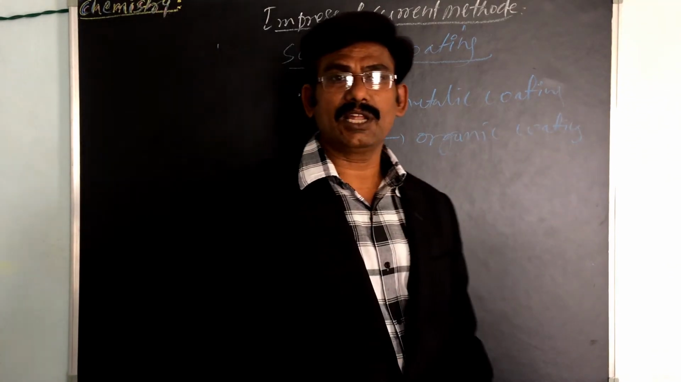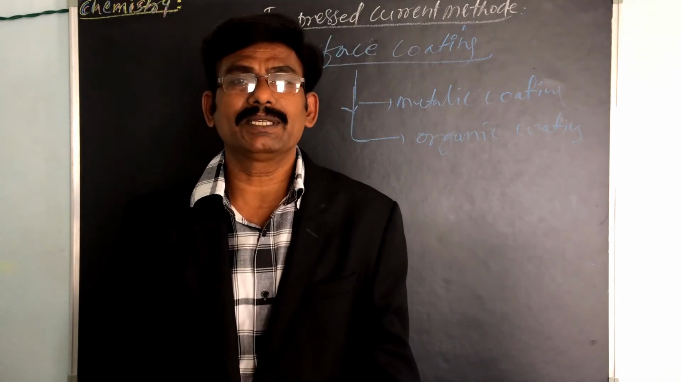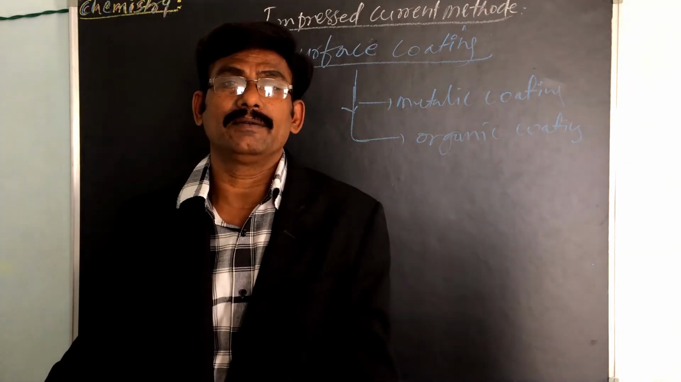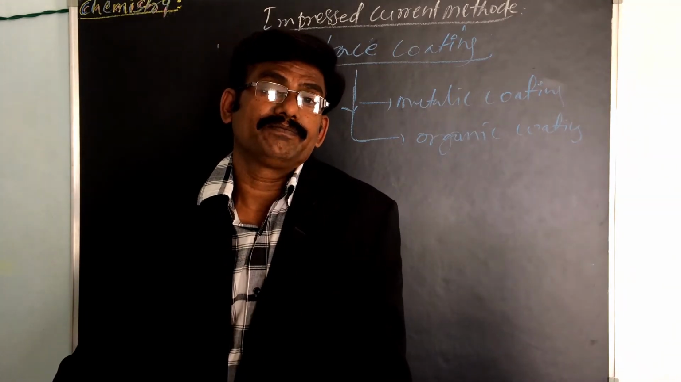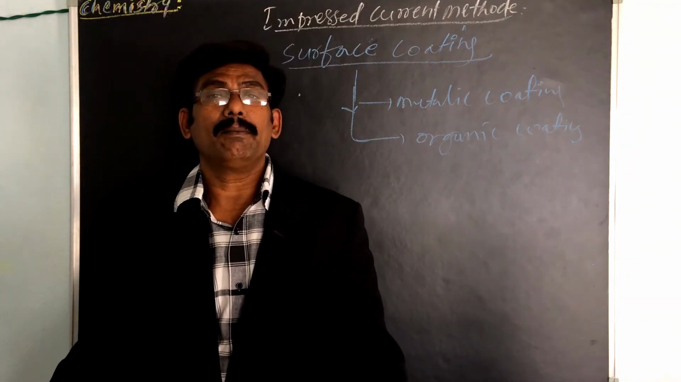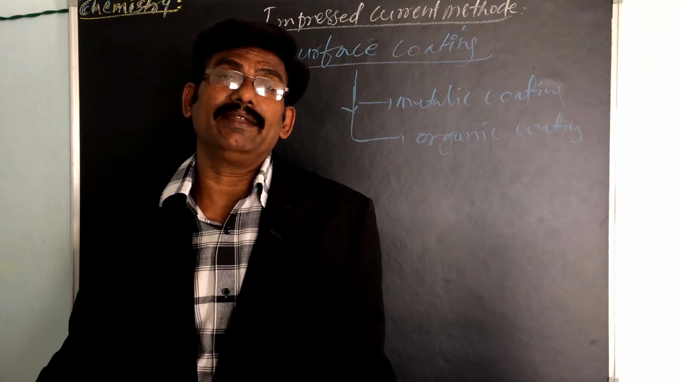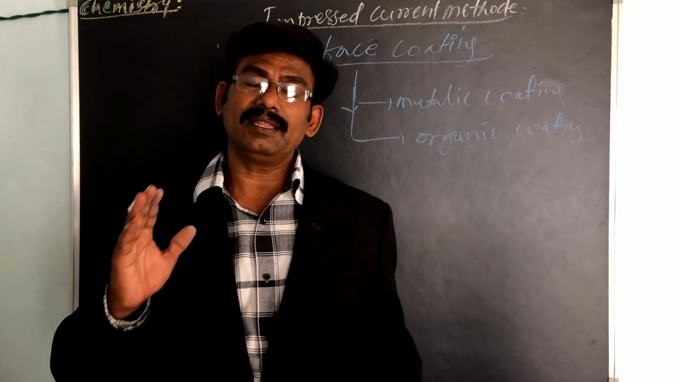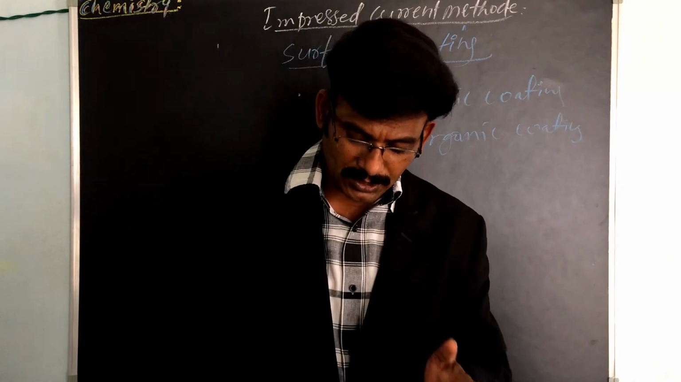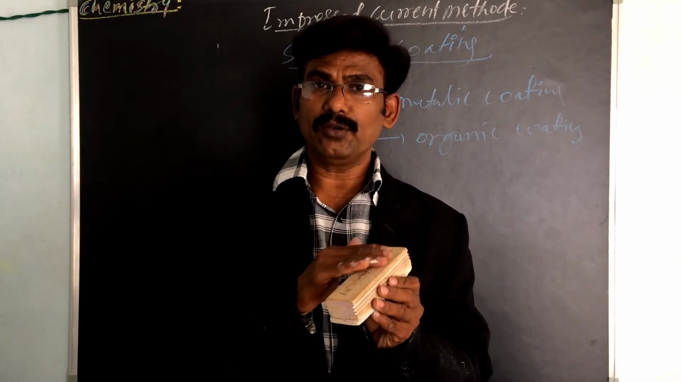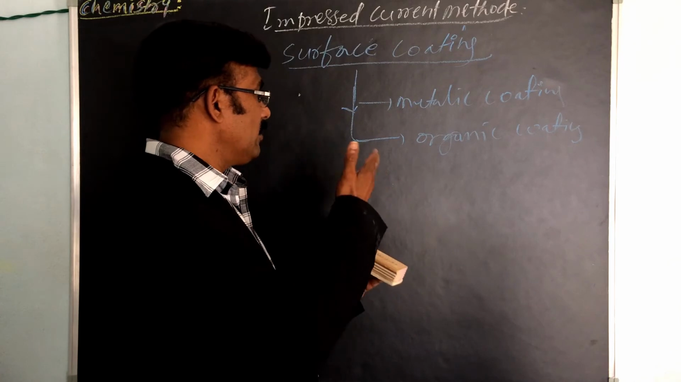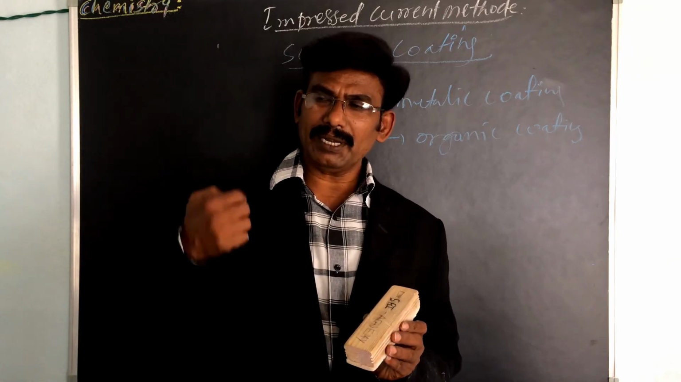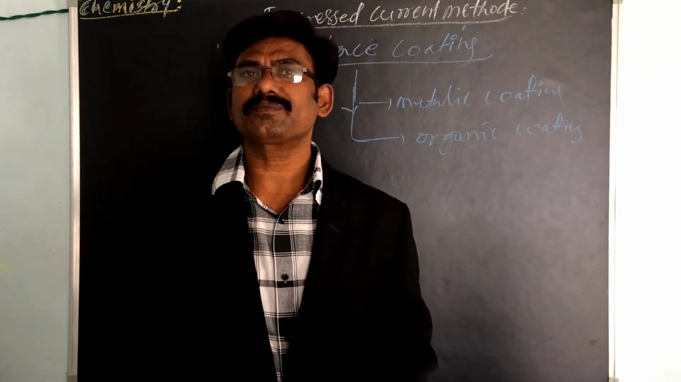The surface coatings are mainly of two types. One is the metallic coating, another one is the organic coating. The coated metal isolates the metal from its corroding environment. So when we want to coat the base metal, we have to coat it by metallic or organic coating. Organic coating means paintings. Metallic coating means direct spray of the metal.